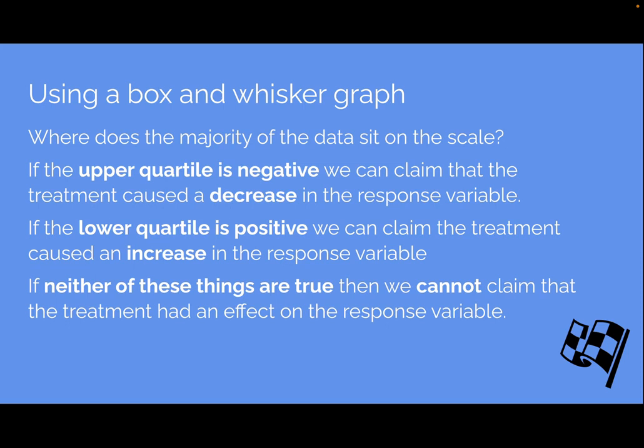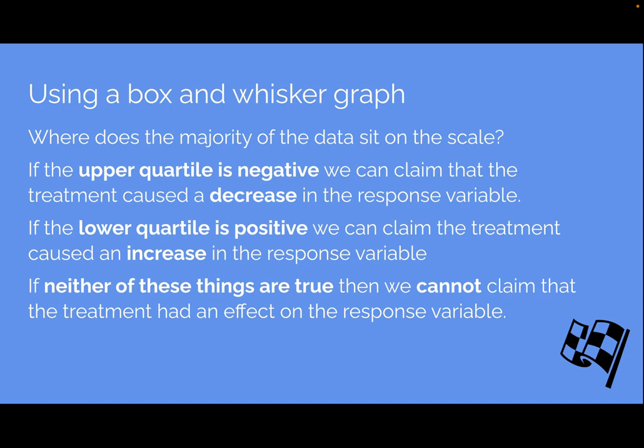But if neither of those things are true, you cannot claim that the treatment had an effect on the response variable, because even if you have more than half in the negatives or in the positives, that could have happened by chance. So that's why you have to have 75% or higher to make it convincing enough to make a claim at the end.